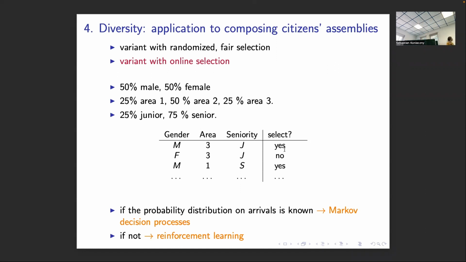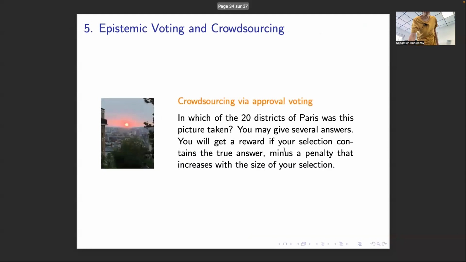Depending on whether you know the distribution beforehand or not, you will use Markov decision process techniques or reinforcement learning techniques. This is cool. I skip that.